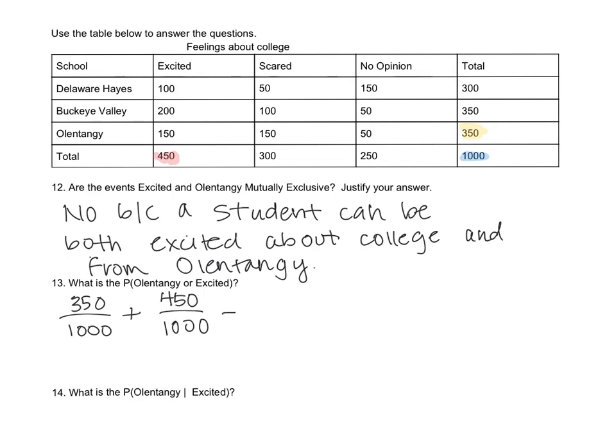Then we want to subtract the overlap. So that's the box where we have our number of students who are from Olentangy and excited from college, which is 150 out of 1,000. So when we do 350 plus 450 minus 150, we're going to get 650 over 1,000. And if we take the fraction 650 over 1,000 and simplify it, we're going to get 13 over 20.